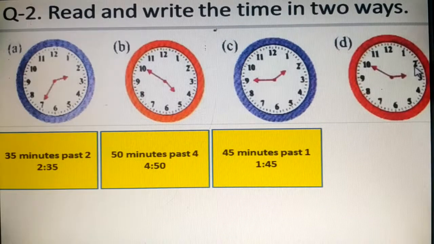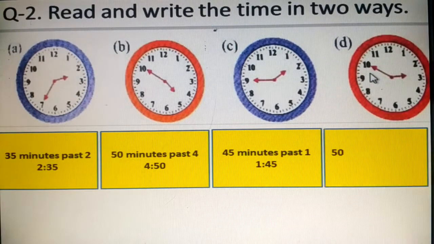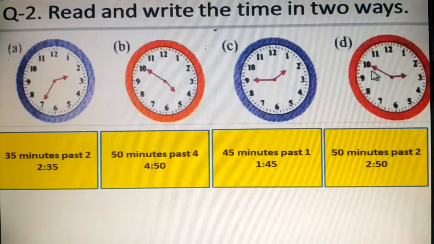In this one, the hour hand is in between 2 and 3 and the minute hand is at 10. 10 5s are 50. 50 minutes past 2, or you can say 10 to 3. Okay children, both are correct.